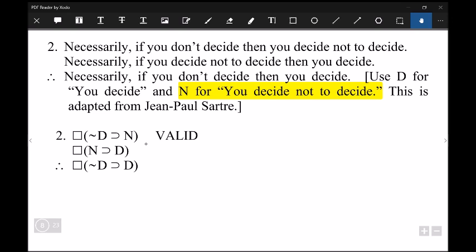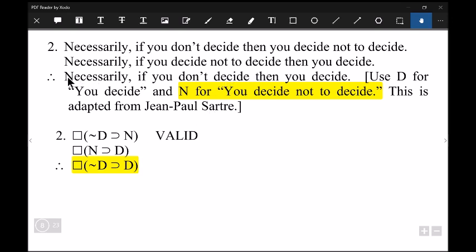Okay. Now, the second premise says, necessarily, if you decide not to decide, then you decide, you are making a decision if you decide not to decide. Therefore, necessarily, if you don't decide, then you decide.